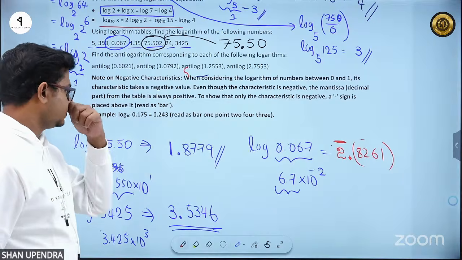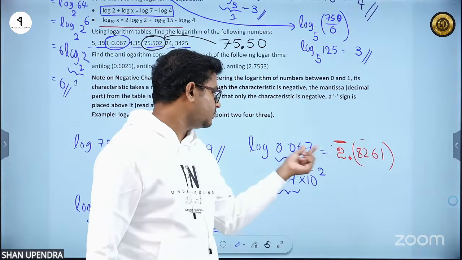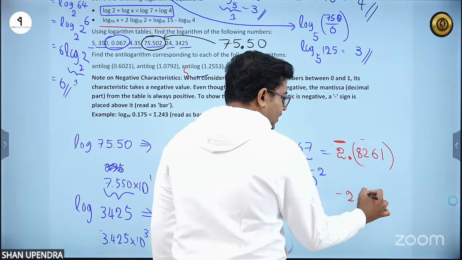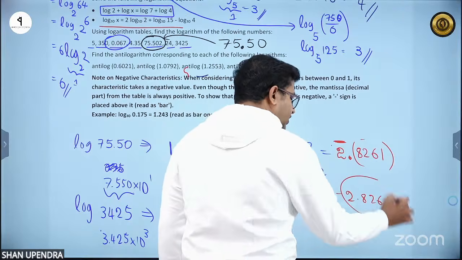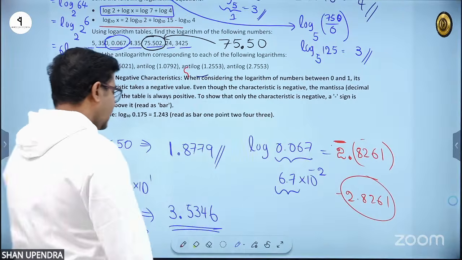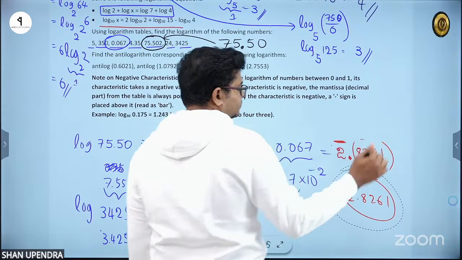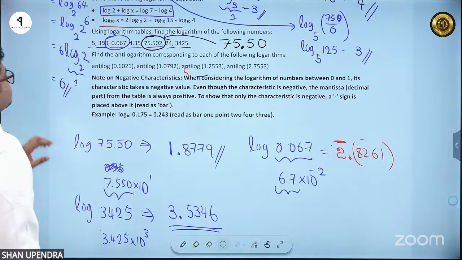So here, remember that concept. You can't represent this. If you represent minus 2.8261, that means this whole expression is minus. So we have another way to represent that minus 2 as a bar. That's the concept of this bar.